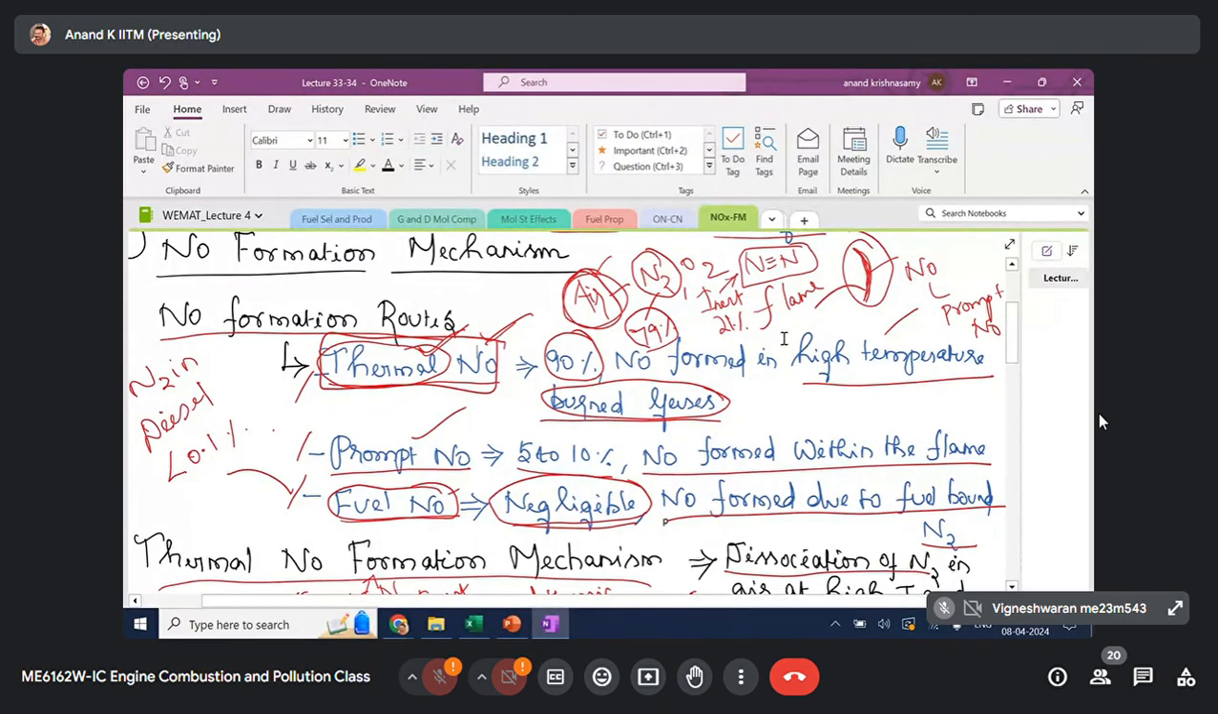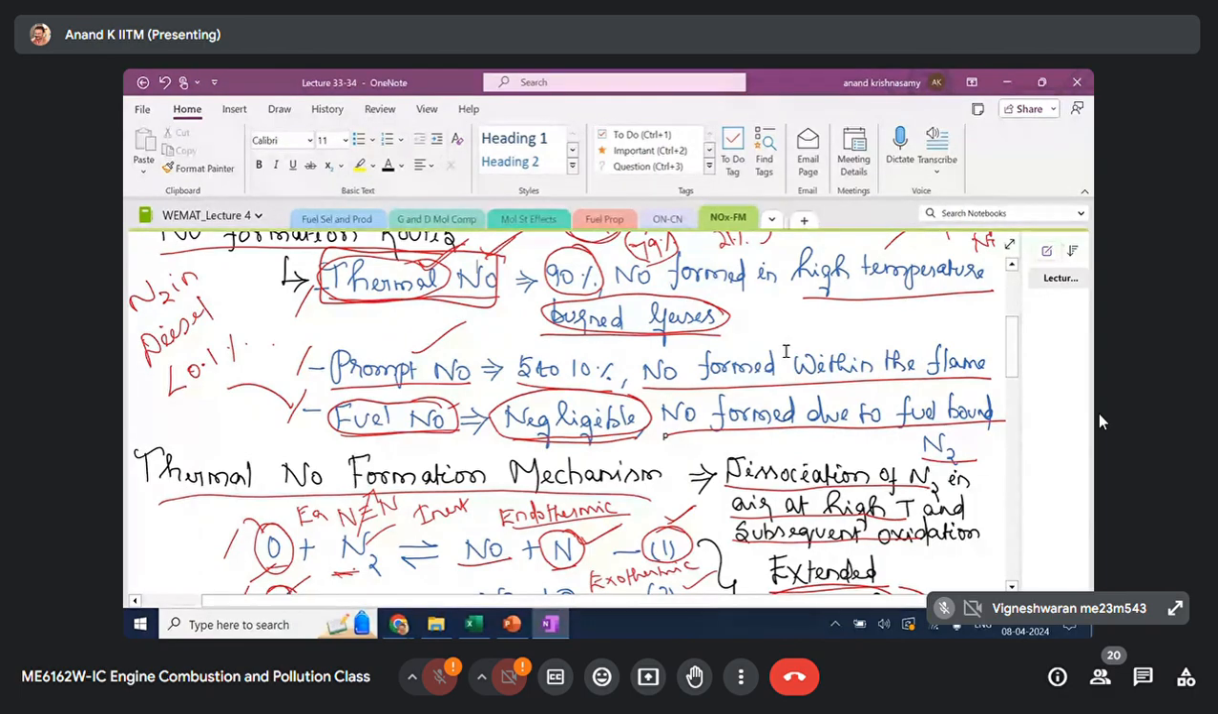Prompt NO formation takes place within the flame zone. The flame zone is a chemical reaction zone. Within the flame, around 5 to 10% of NO formation takes place, which is not significant compared to thermal NO. The third one is fuel NO, which is almost negligible, primarily because the source for fuel NO formation is nitrogen contained within the fuel. We use the word fuel-bound nitrogen. The nitrogen contained within the fuel is a source for fuel NO.